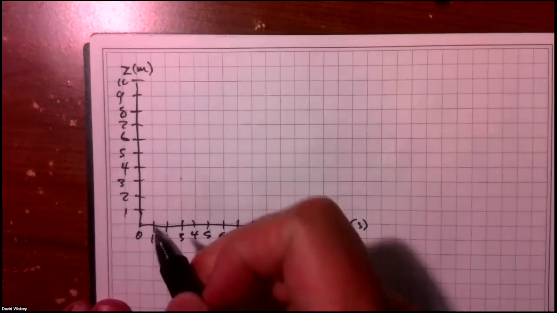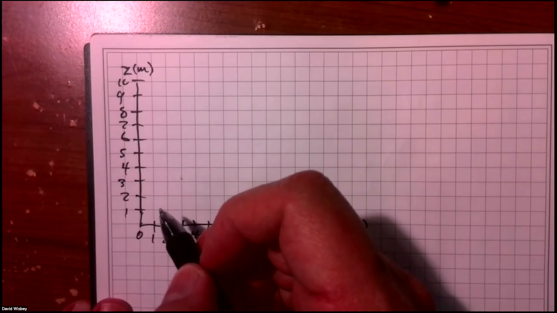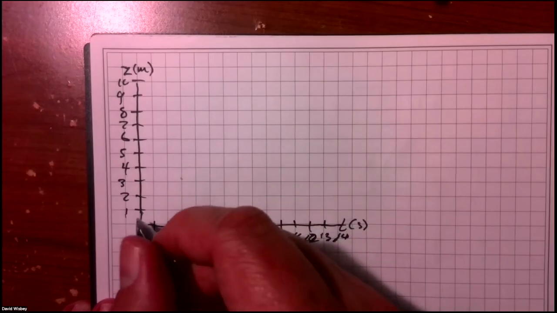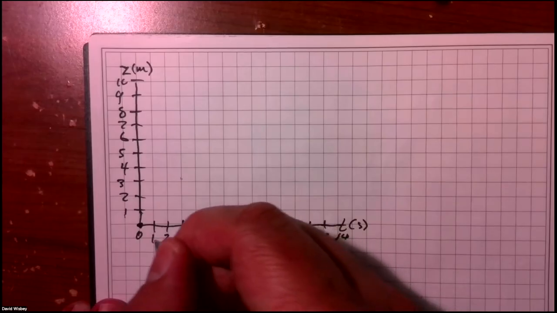Okay, so let's say that our object is moving at 1 meter per second. Okay, so at 0, he starts here. It's going to move at 1 meter per second.